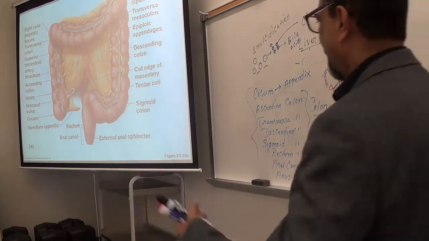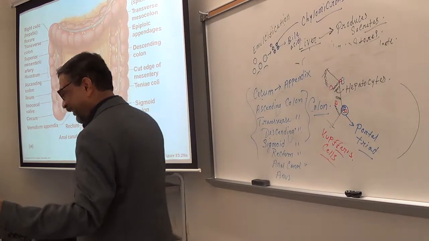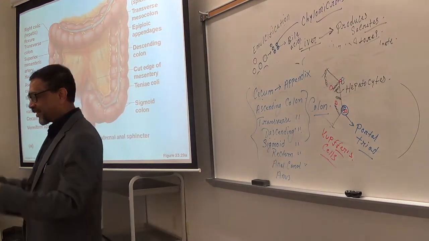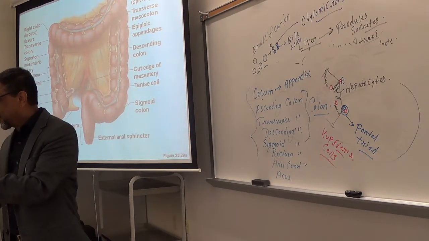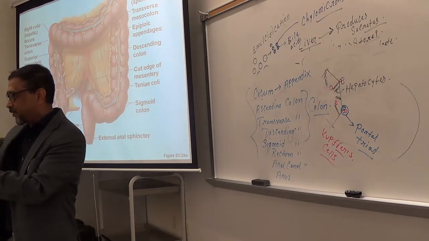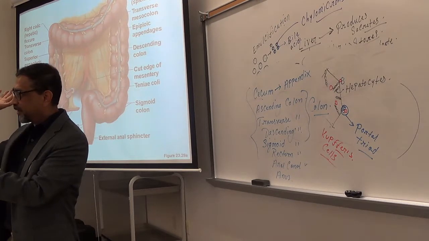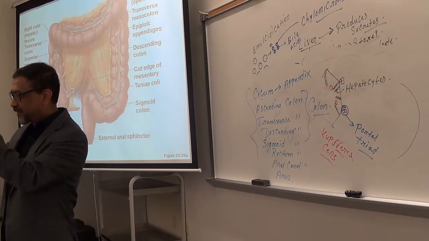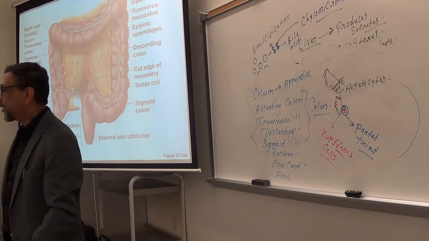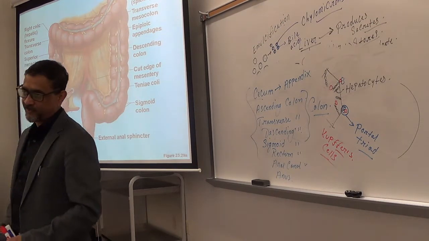Epiploic appendages. You have to remember these names. I can't do anything, right? You have to remember haustra are the pocket-like or sac-like structures, right? And the band of smooth muscle fibers attached to the large intestine, that is called what? Tinea coli. And those tiny fats attached to the tinea coli are called what? Epiploic appendages. Okay.